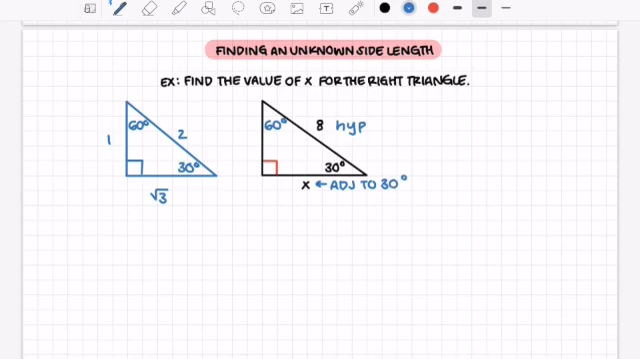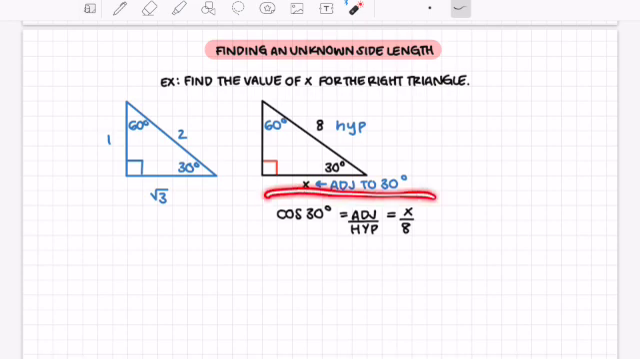If that's the case, then what I could do is I could write down that we have cosine of the 30 degrees. And if I were to look at the cosine of 30 degrees, it's always adjacent over hypotenuse, right? Adjacent over hypotenuse, which is x over 8. Cool.